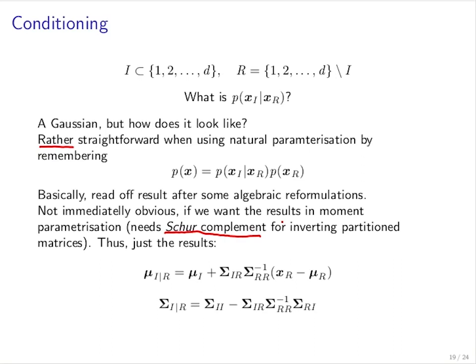But the solution is actually a Gaussian and it has this mean and this covariance matrix. And what are these things here? If this is the original covariance matrix, then this is which is wrong. It should be something like this.